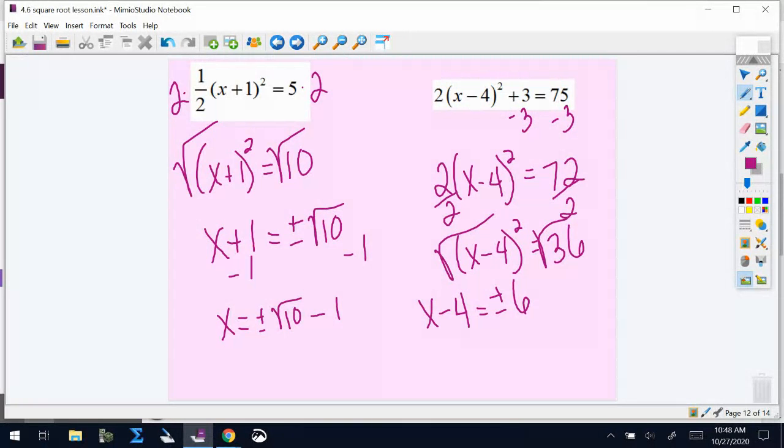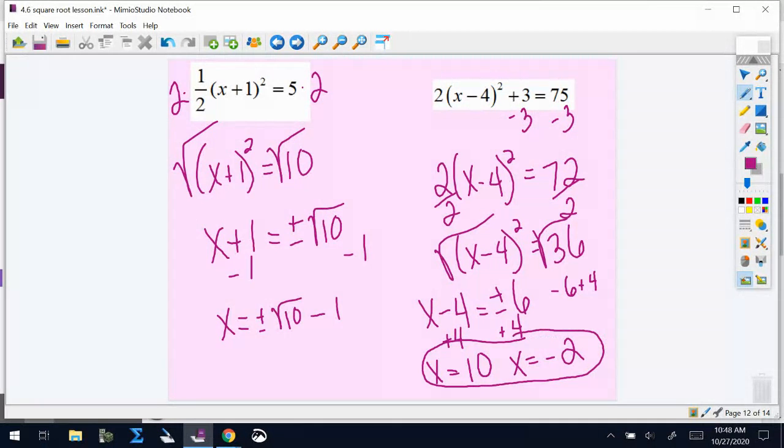So what that means, when I add 4 to the other side, I get 2 answers, but they are whole numbers. I get positive 6 plus 4, so one of my solutions is 10. My other solution is going to be what I get when I do negative 6 plus 4. Negative 6 plus 4 is negative 2. So I do have 2 integer solutions. And this is only going to happen when I have a perfect square that I'm taking the square root of. So my 2 solutions are x equals 10 and x equals negative 2. And that is how I solve using square roots when I'm working with quadratics.